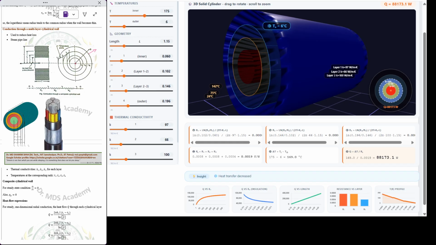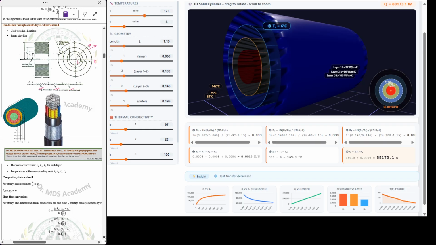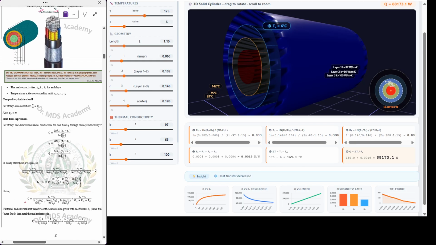When the temperature inside the wall of the cylinder is higher, so here T1 is greater than the outer temperature, then definitely the heat transfer will take place from inner to outer, and there will be different resistances: R1 for the first layer, R2 for the second layer, and R3 for the third one. In the below, Q is given as the change in temperature, and in the denominator, you will be getting the sum of the resistances.